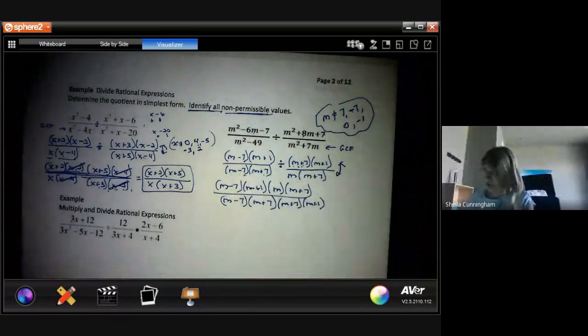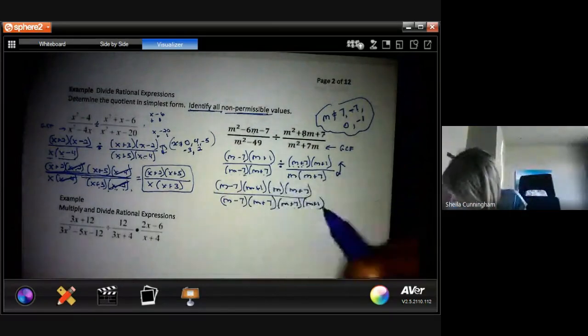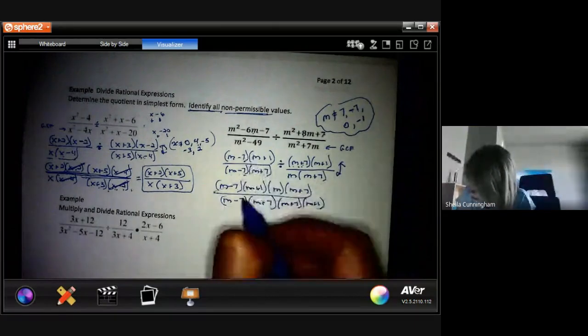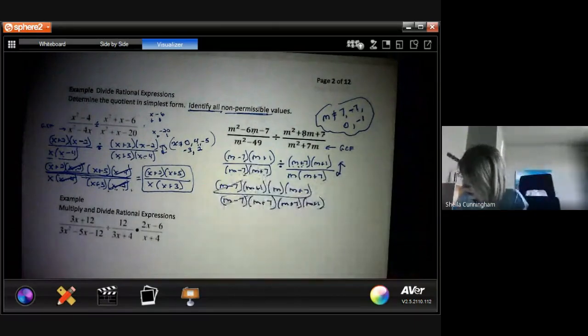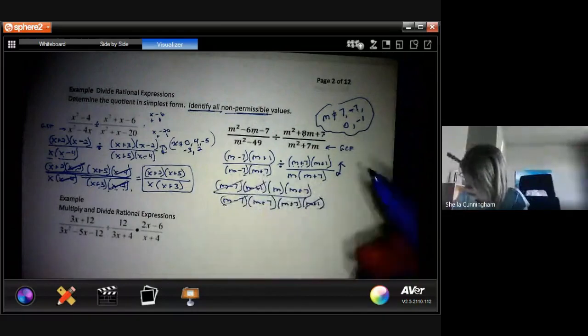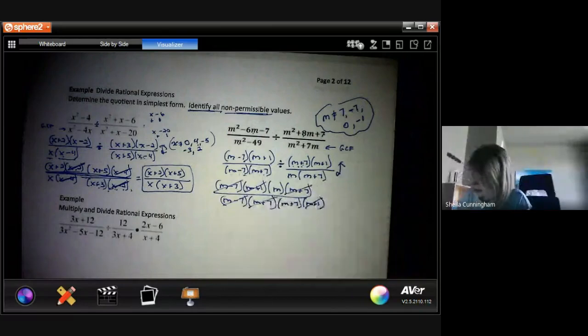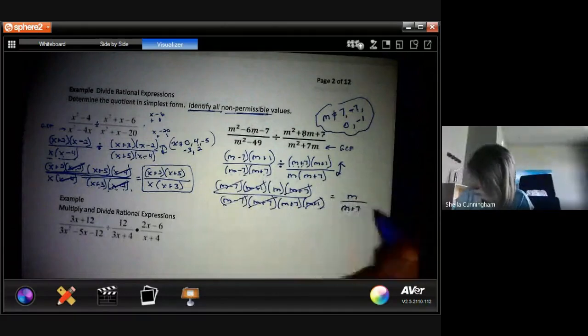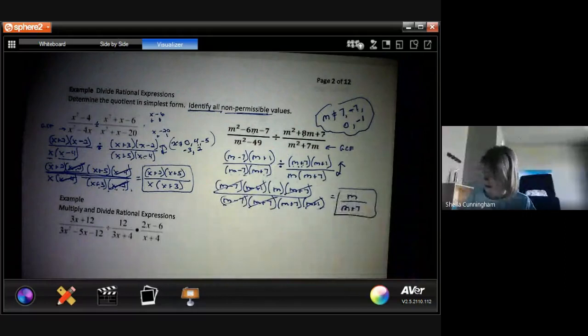The biggest thing is just keeping track of the second part of this, which is just this last rational expression flipped, right? And now you're at the stage of cancel what you can. So the m minus 7s can cancel out. I've got an m plus 1 that can cancel out. I've got an m plus 7 that can cancel out. And I am left with an m and an m plus 7 as my remaining pieces that didn't cancel out.